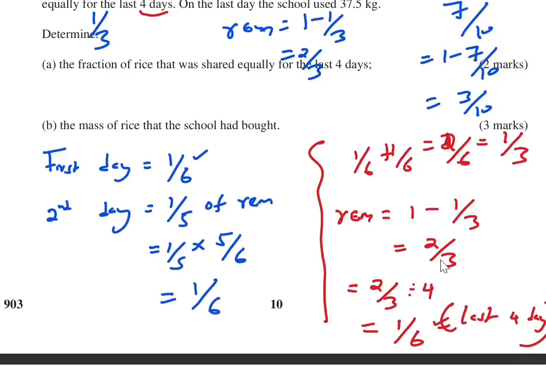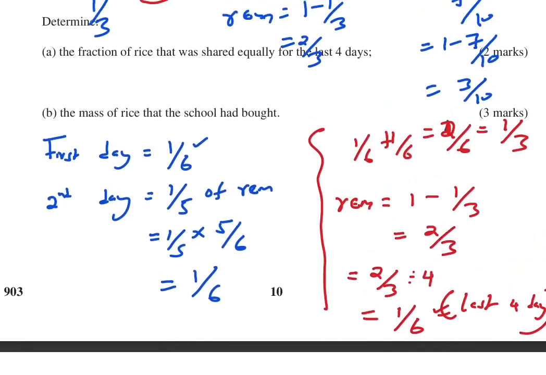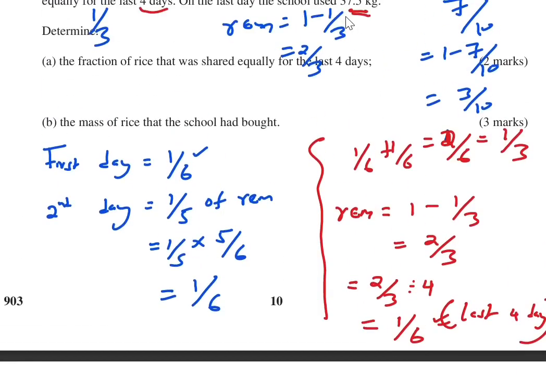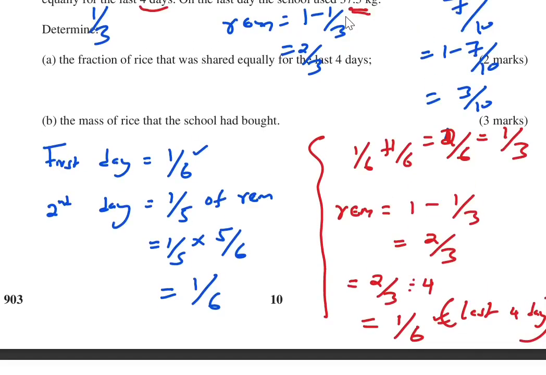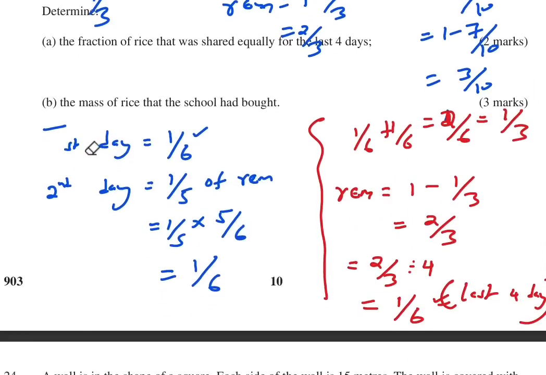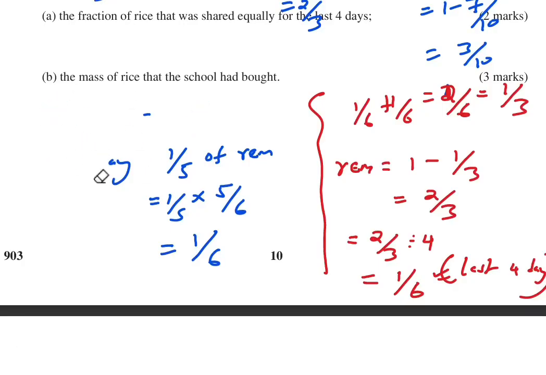Part B, the mass of rice that the school had bought. Nataka yote ikiwa total. So nimeambiwa hapa siku ya mwisho walitumia nini? That's 7.5 kilograms. So very easy. Tumejapanga kazi, so for part B, where do we do it? Maybe rub here, and then we do it here. I hope umemaliza na hii. Allow me to rub this part so that we can work out there.